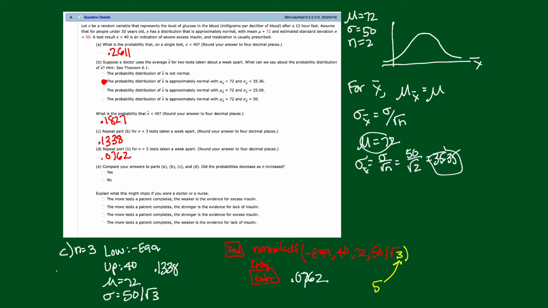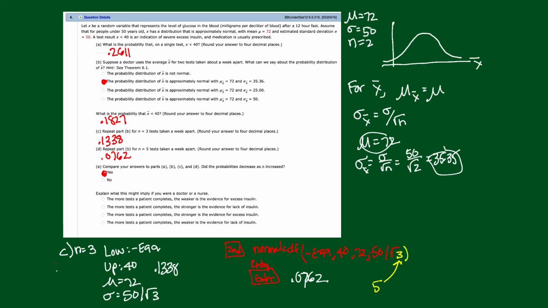Now, part E says, compare your answers to parts A, B, C, and D. Did the probabilities decrease as n increased? Well, n, that's our sample size. We went from 1 to 2 to 3 to 5. Now look at the probabilities. The probabilities are decreasing substantially. So let's say yes to this, and then there's going to be a question. Explain what this might imply if you were a doctor or a nurse.